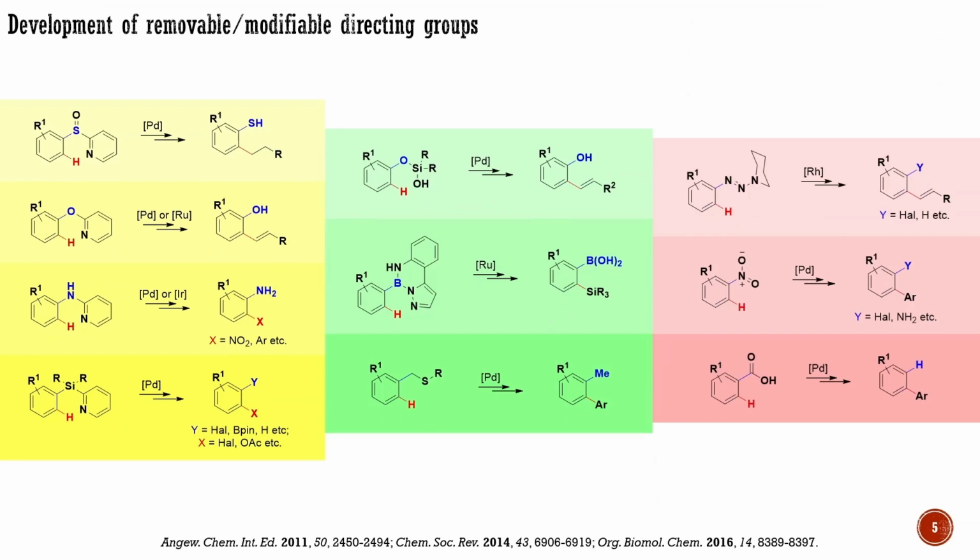The most important examples for aromatic systems are presented here and described in the review articles below. As you can see, most of the removable or modifiable directing groups are based on pyridine connected to the main molecule by a carbon-heteroatom bond. Other interesting examples include silanols, protected boronic acids, and nitro compounds. The only removable directing group based on a carbon-carbon bond is the carboxyl group. However, this strategy has limited scope because decarboxylation requires harsh conditions.